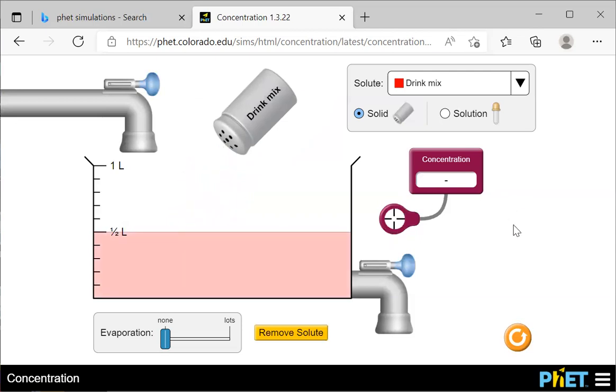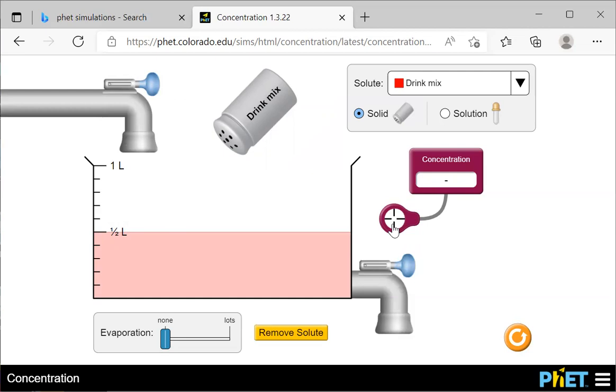As you can see here, the first question, letter A, is the solute is the drink mix. The solvent is water. And understand that you have questions from letter A on page 4 to letter L on page 5. Let's continue. Letter B says, what unit of concentration is the meter probe measuring? As I illustrated a few moments ago, it is in moles per liter.